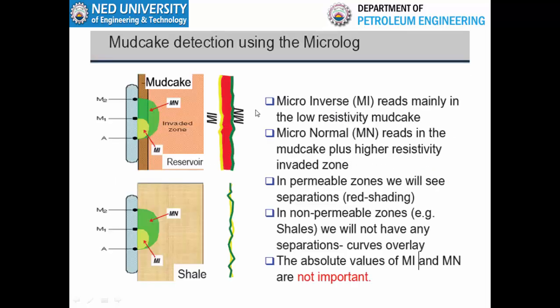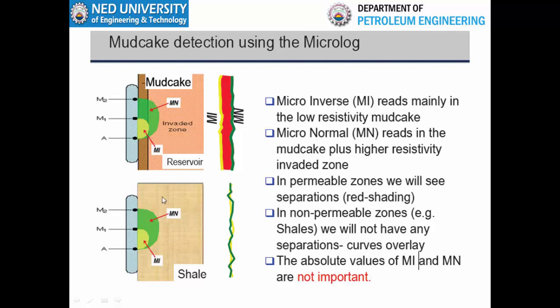So for example, micro inverse and micro normal logs, these two logs are the shallowest measurements, and as you can see, the micro inverse log reads in the low resistivity mud cake, and micro normal reads in the mud cake plus higher resistivity invaded zone. So when you compare the readings of micro inverse and micro normal and you have separation, one is only measuring the mud cake and the other is measuring mud cake plus formation, and if you have separation or difference between the two resistivities, it indicates that you have the mud cake.